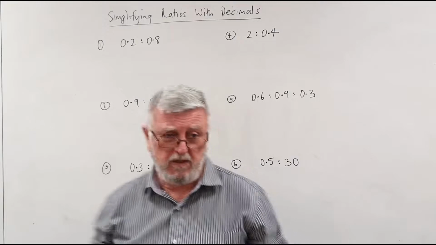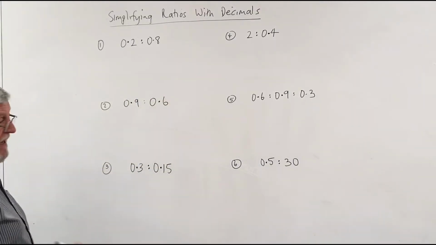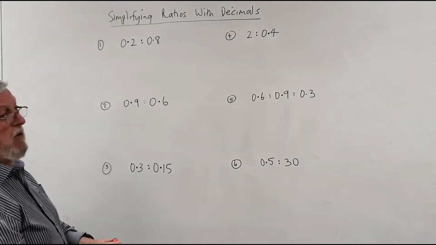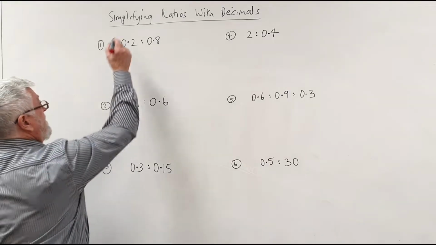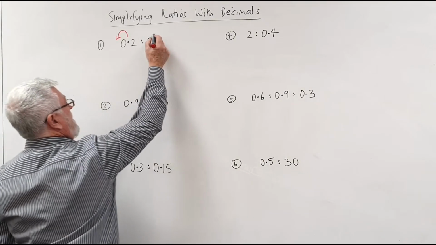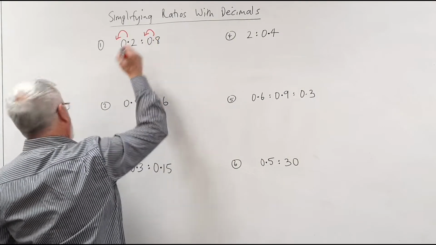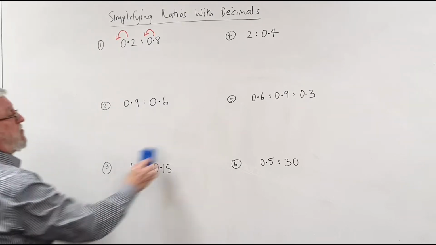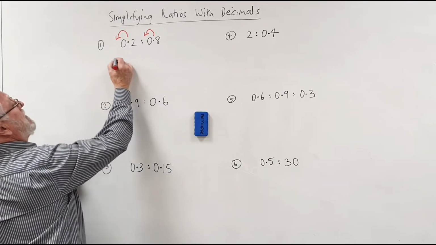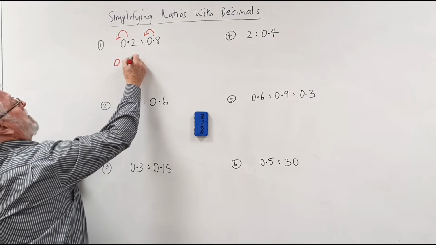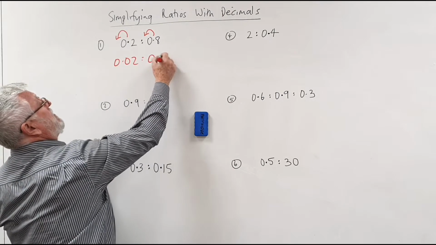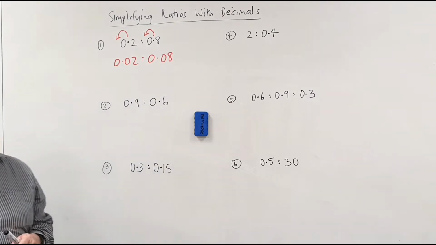So if you look at the first one up here, lots of things happen. Actually, the student I was talking to said, well, we can move the decimal, and he went like this. We move the decimal that way, and we move the decimal that way. Now, if we went ahead and did that, let's have a look what happens. You're going to have 0.02, and you're going to have 0.08. So we've actually made it worse.